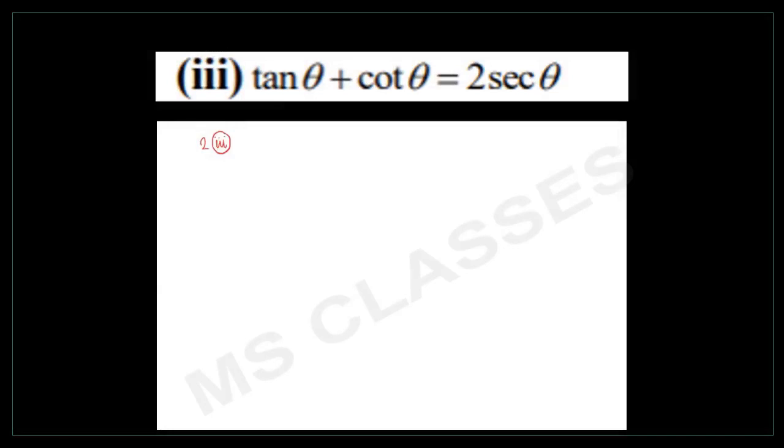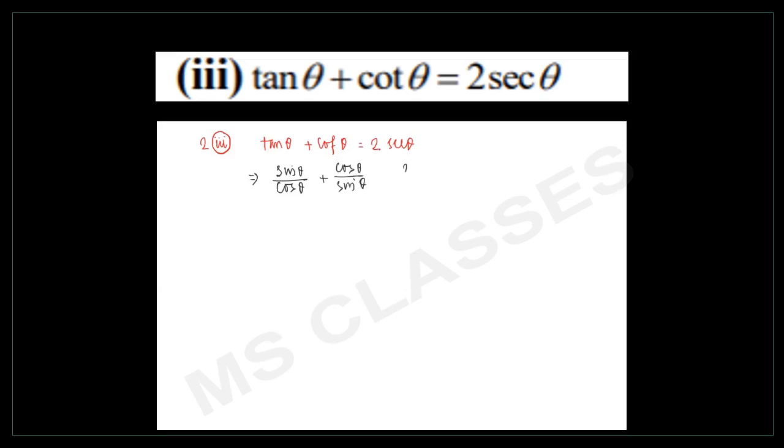Tan theta plus cot theta equal to 2 sec theta. Now since it involves tan, cot, sec, we'll try to convert this in terms of sine and cos, because here we have three different functions. So instead of that, we'll try to bring it in terms of sine and cos, and then we'll try to eliminate one of sine or cos.